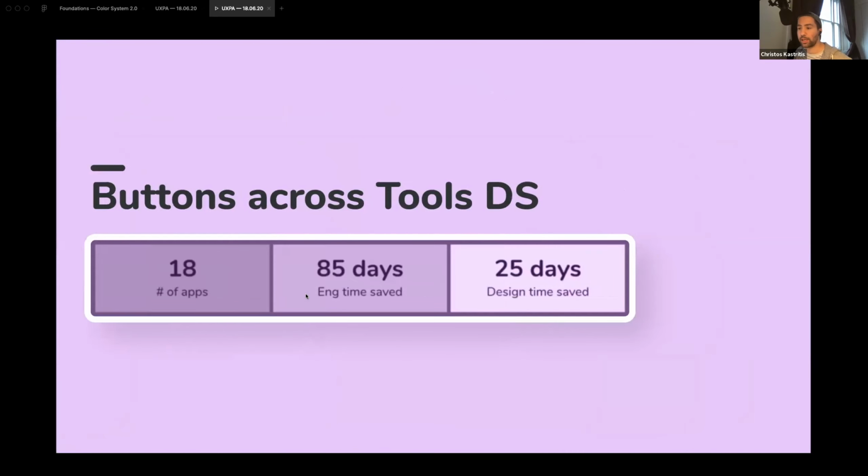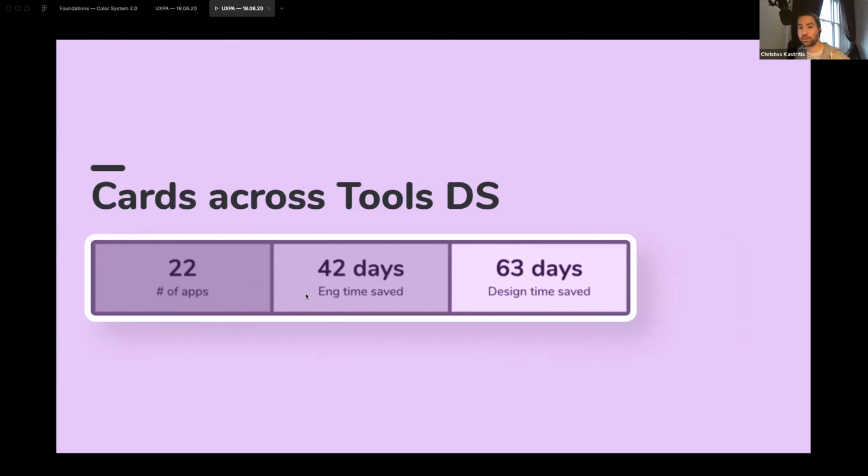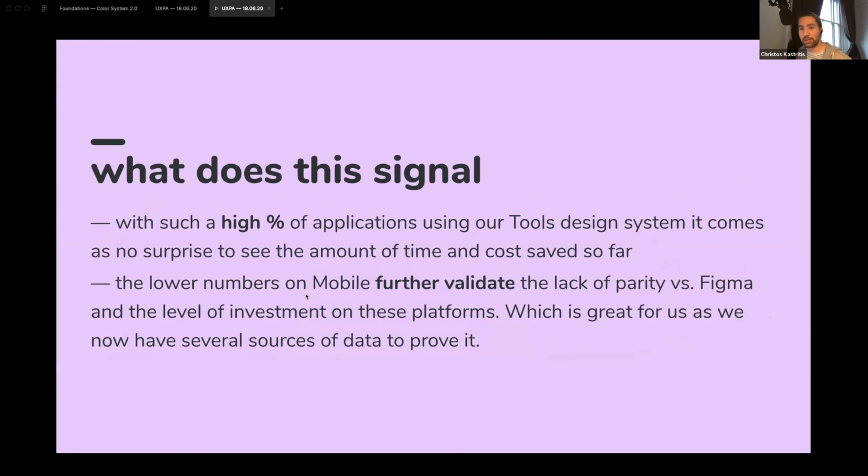And we can do the same thing at a component level. We can see that our buttons within our tool design system were used across 18 apps, and roughly we've saved the business 85 days of engineering time and 25 days of design time. And the same for cards. It's used in 22 apps, with 42 engineering days and 63 design days saved overall. And so we're slowly building up the value of our design system. Don't worry, I'm almost finished.